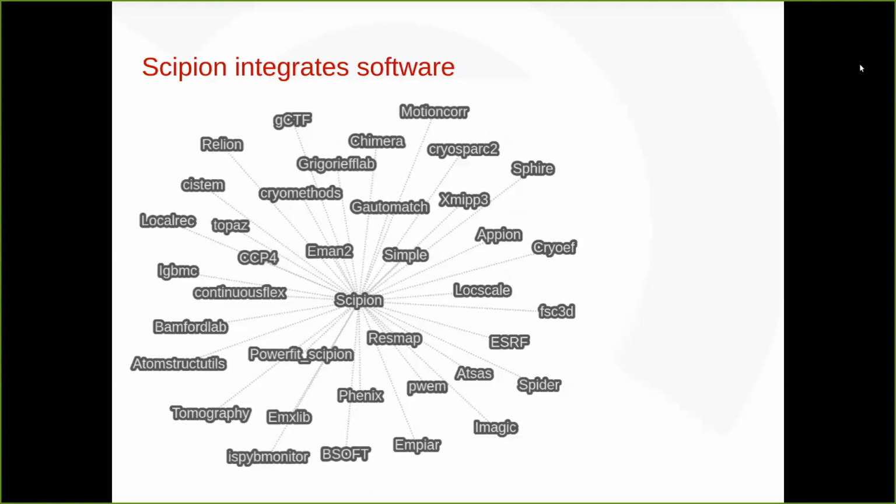I think the other good thing of Scipion is that it integrates software, and this is an image from the Scipion site. You can see this kind of graph. Scipion sits in the middle because it's actually just like the man in the middle trying to drive the information from one software to the other and back. And those are the packages or software that are already integrated somehow.